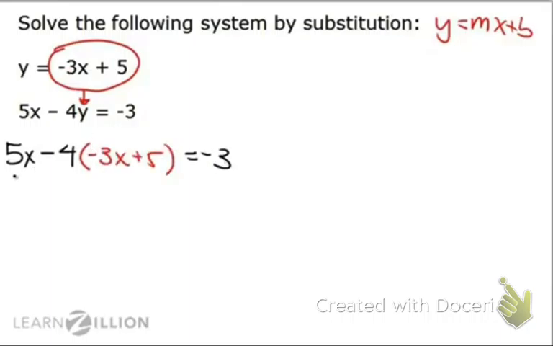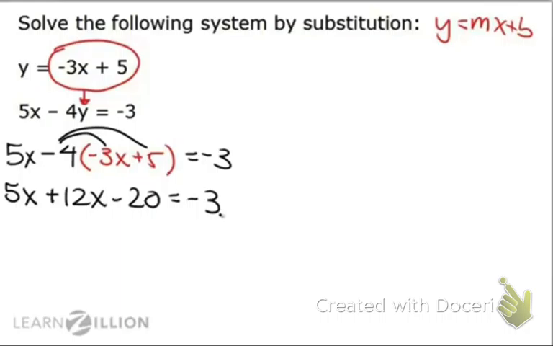Now, like in the previous examples, I am going to simplify and solve for the variable that I have. I'm going to use the distributive property here, so -4 times -3x is positive 12x, and -4 times 5 is -20, equals -3. 5x plus 12x is 17x minus 20 equals -3. Well, now I'm just solving an equation. Notice when I made my substitution step, I went from having two variables, x and y, to having only one variable. This allows us to actually solve the equation as we've done in the past.